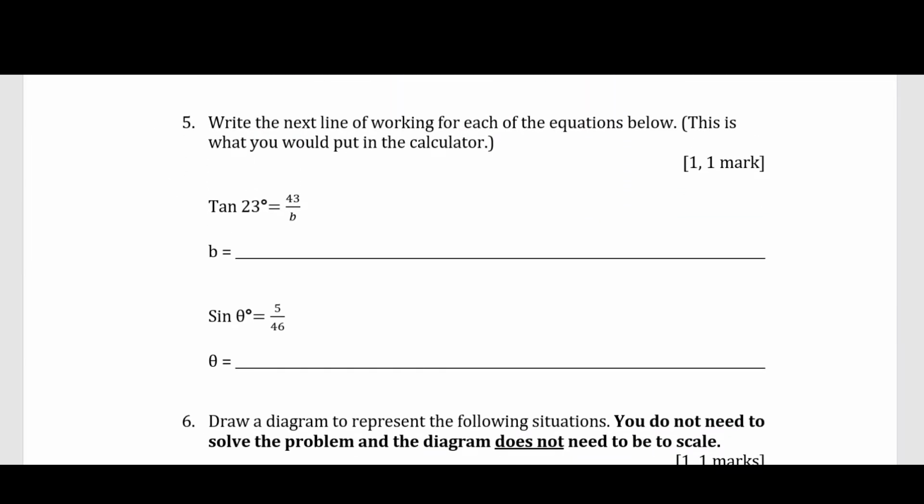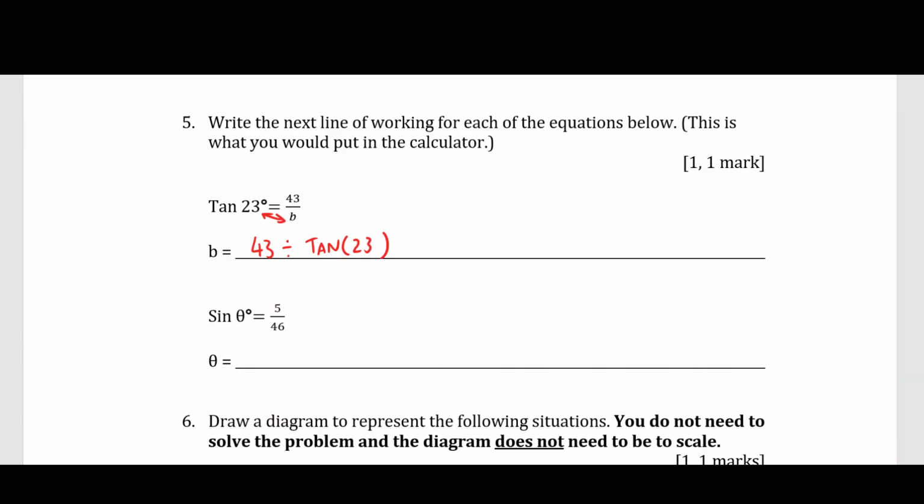Number 5. Write the next line of working for each of the equations below. This is what you would put in the calculator. So tan of 23 equals 43 on B. So B is going to equal 43 divided by tan 23. So that's what you would type in. So these two would switch positions.